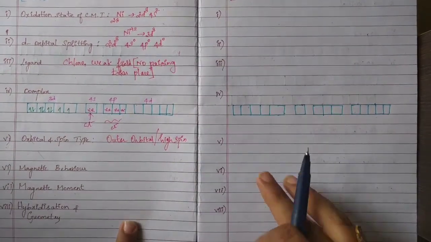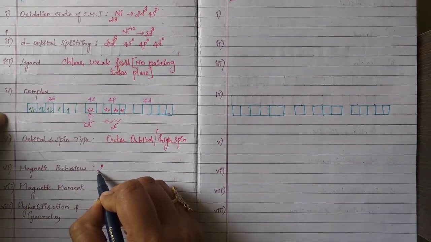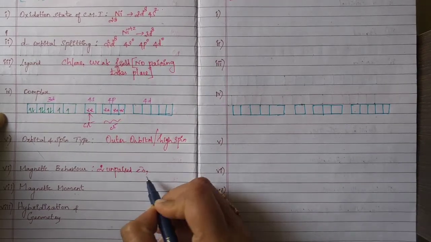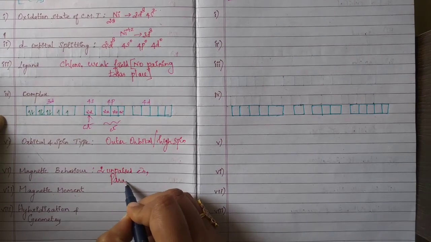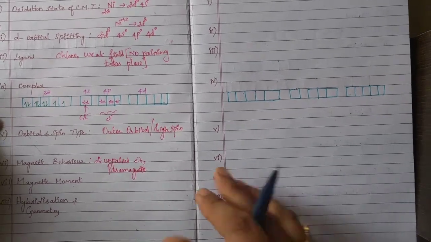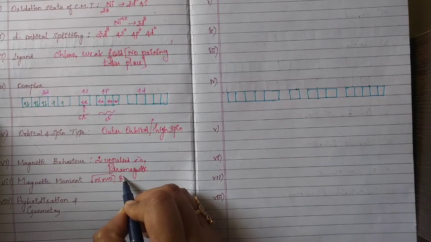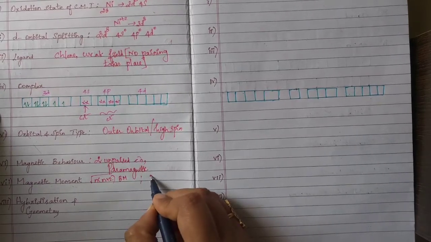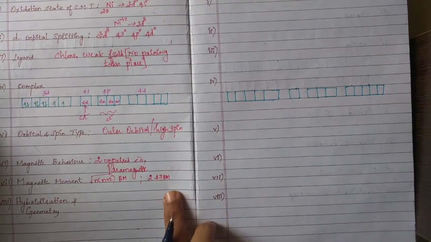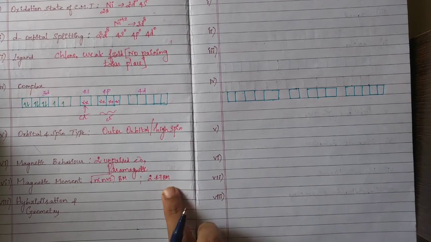Next, magnetic behavior. Here it consists of two unpaired electrons. So the complex is paramagnetic in nature. Next, magnetic moment. Using the root of n into n plus 2 formula, we can find it out. Here the value is 2.87. In a previous video, I explained how to find the magnetic moment values. If you have doubts, you can see that video.